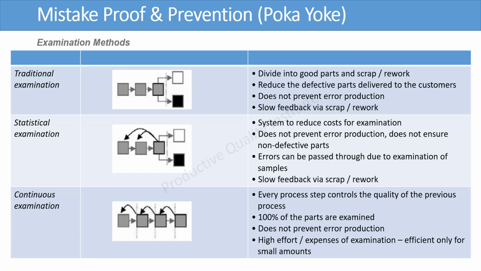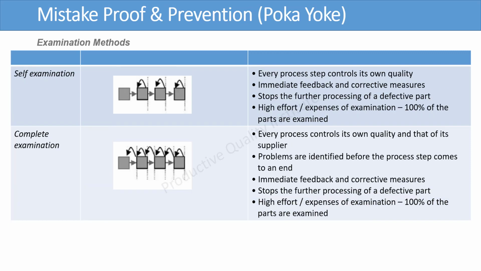Continuous examination. Every process step controls the quality of the previous process. 100% of the parts are examined. Does not prevent error production. High effort and expenses of examination, efficient only for small amounts. Self-examination. Every process step controls its own quality. Immediate feedback and corrective measures stop the further processing of a defective part. High effort and expenses of examination. 100% of the parts are examined.